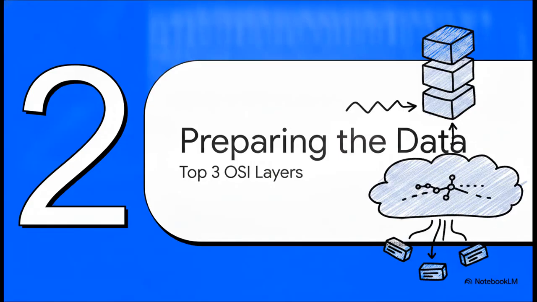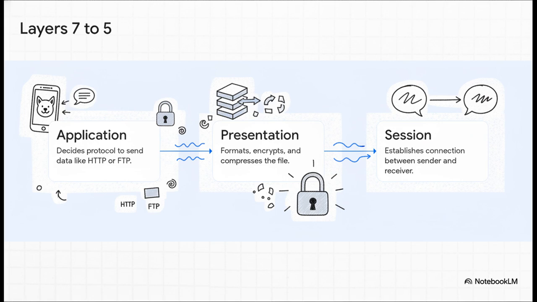Okay, vocabulary locked in. Let's move right into Section 2, Preparing the Data. This is where Sarah's dog photo begins its descent through the top 3 layers. At Layer 7, the application layer, Sarah's app kicks things off by picking a protocol to send the photo, like HTTP. Then it drops to Layer 6, the presentation layer.